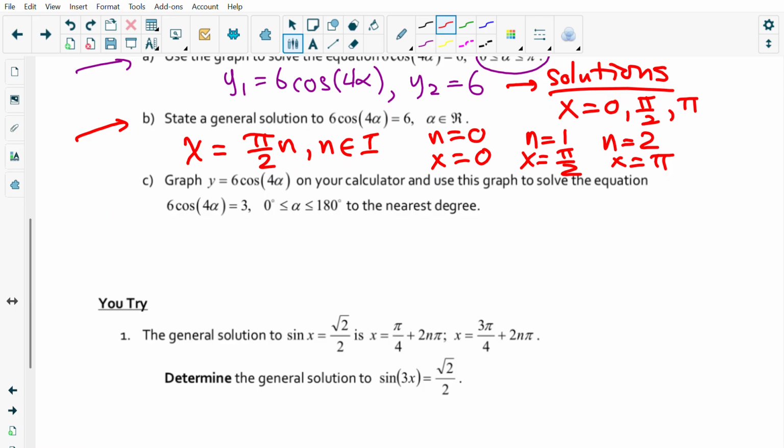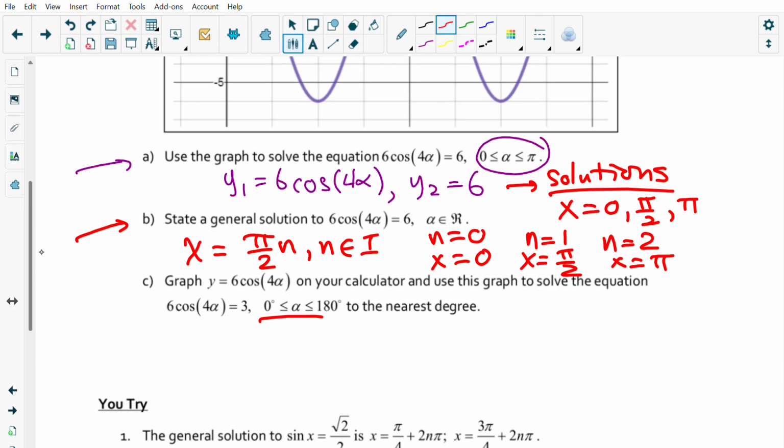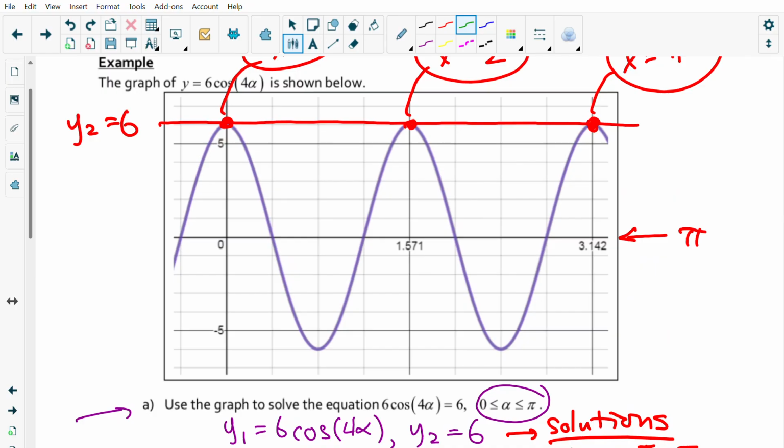Letter C, graph y equals 6 cosine of 4 alpha on your calculator, and use this graph to solve the equation 6 cosine of 4 alpha equals 3, where this is our domain, to the nearest degree. So we're going to do a little rounding. So when I graph y equals 3, so 1, 2, 3, right here, in the domain 0 to pi, how many solutions do I have? 1, 2, 3, 4 solutions.